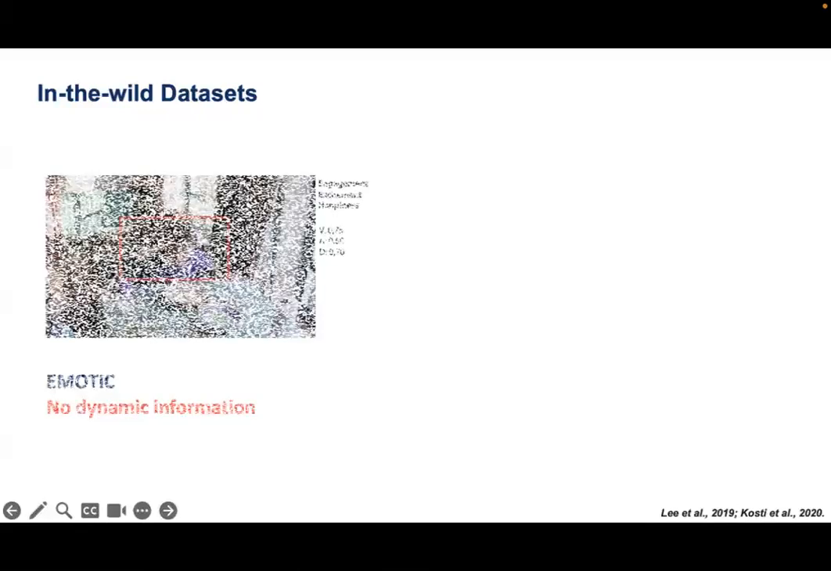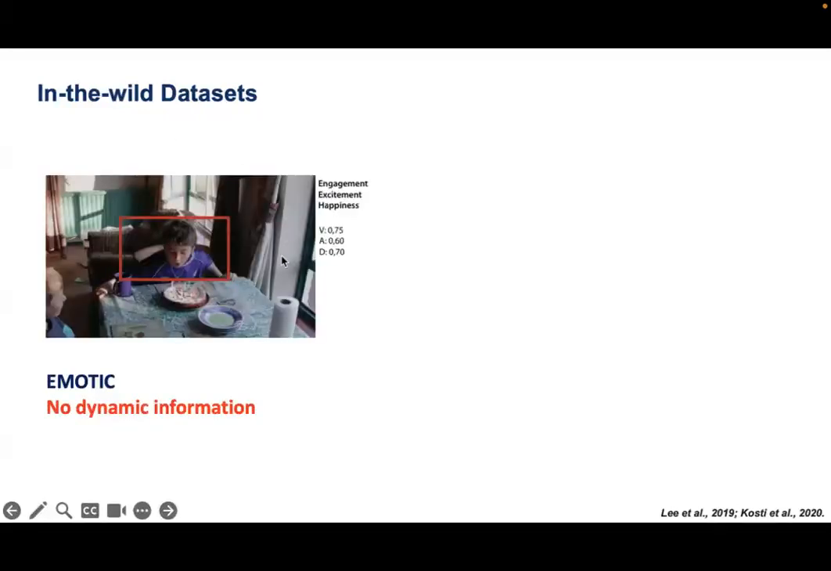There are more in-the-wild datasets, which try to incorporate context, like the Emotic dataset, which does include contextual information, but it includes no dynamic information. So usually the stimuli used in these datasets are static frames and not videos.